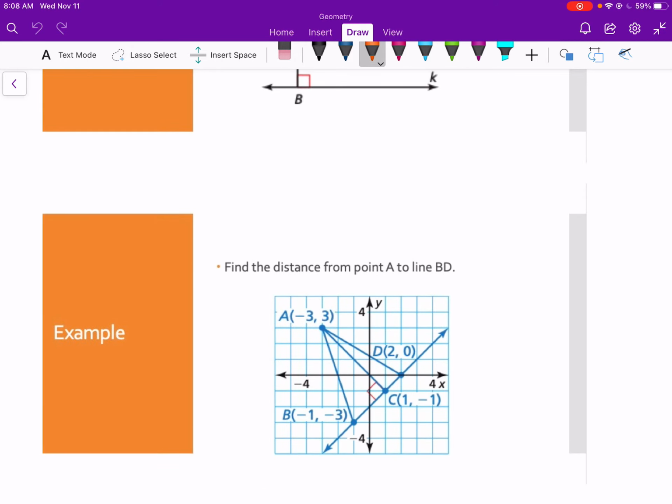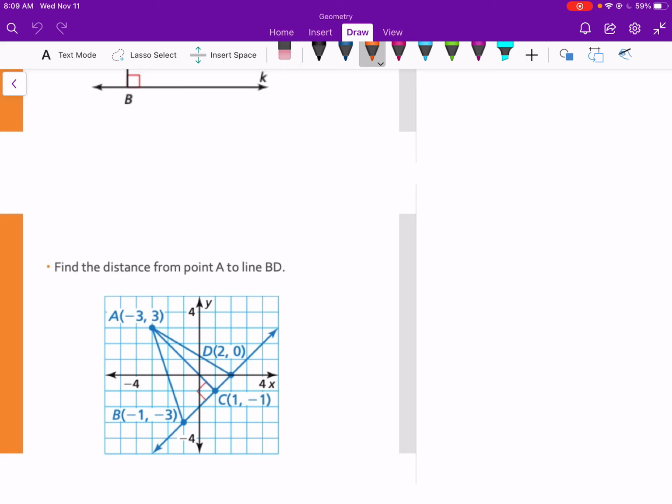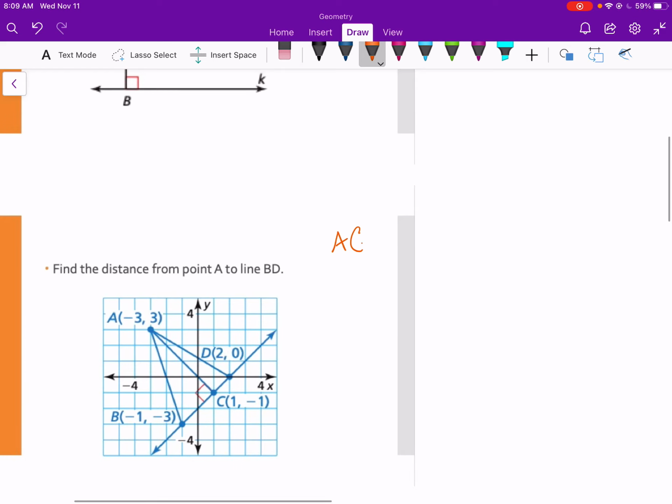So we're finding the distance from point A to line BD. So we have to choose, are we going to use AB, AC, or AD? Well, we want the perpendicular one, so we're going to do AC. So we need to find AC using the distance formula.